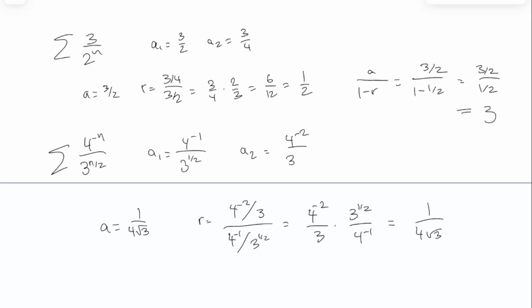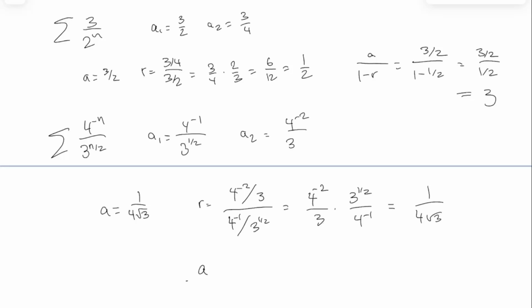Okay, and so that means for this one, it converges to A over 1 minus R. By the way, you should be checking for yourself, at least in these cases, that R is always less than 1. Because if R ends up being, in absolute value, 1 or greater, then the thing diverges. But this is less than 1.